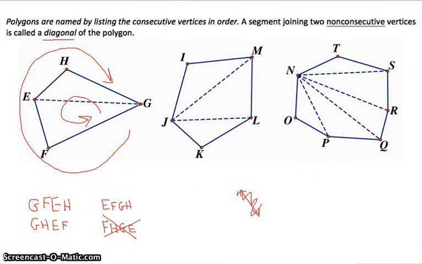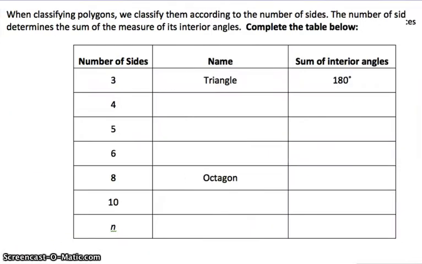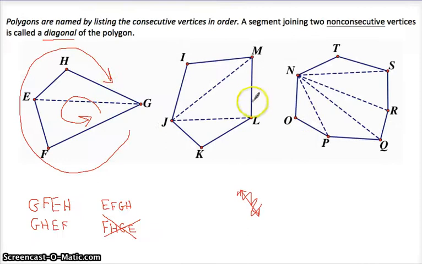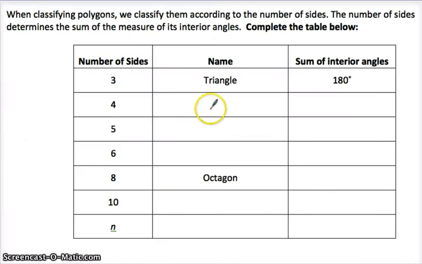Oh, and by the way, these are not all of the diagonals possibly shown. There are some missing diagonals here, like they didn't draw IL, and they didn't draw IK, and they didn't draw MK. There's a whole bunch that they didn't draw, like SP. So they just drew some. Okay, names for things.